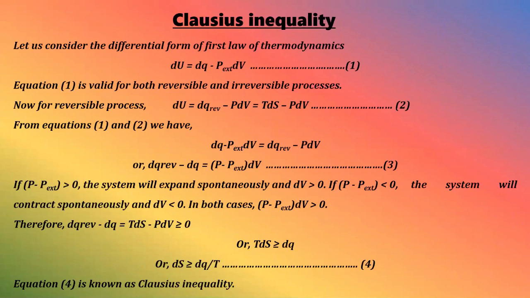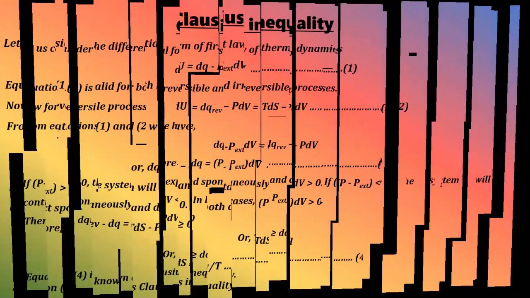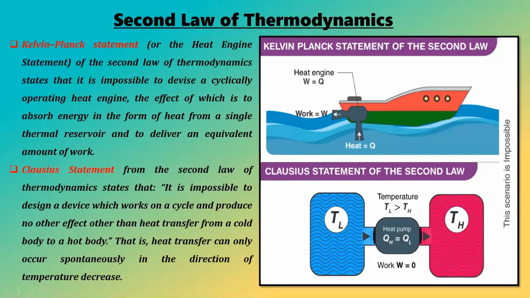Next comes Clausius inequality. Now this is also very important for us, but before going to this particular page, let us explain the diagram for the second law Clausius statement, right? See, this one is TL and this one is TH, right? TL and TH are nothing but hotter and colder. Okay, so TL is greater than TH and this is heat pump, work done is 0. Okay, this particular scenario is impossible according to Clausius statement of thermodynamics, second law, right?